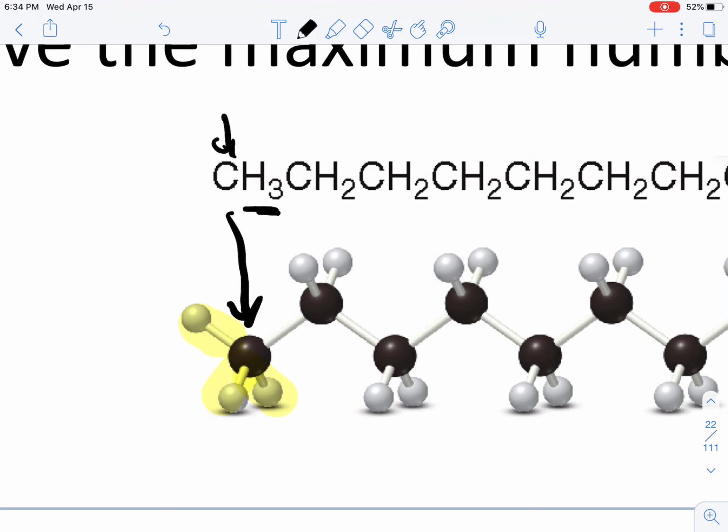Now, if you look at the second carbon, notice that it's obligated to, maybe I should do this in a different color.